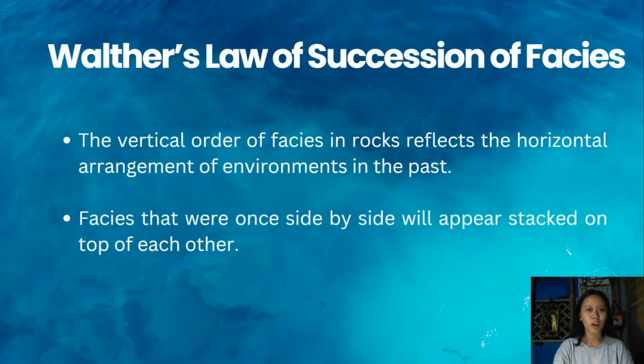Now, let's talk about the Walter's law of succession of facies. So, according to Walther, the vertical order of facies in rocks reflects the horizontal arrangement of environments in the past. Facies that were once side by side will appear stacked on top of each other. So, Walther says the vertical sequence of rocks matches the way environments were once arranged side by side. If a beach was next to offshore, then in the rock record, beach sand will be below offshore mud.